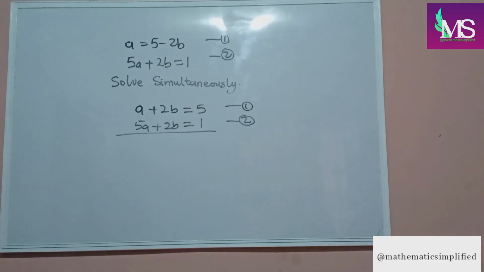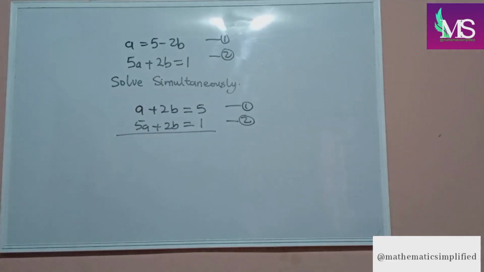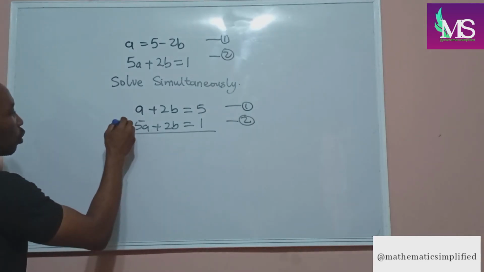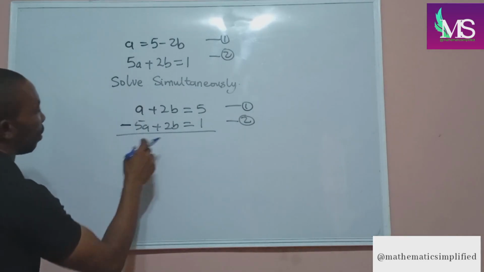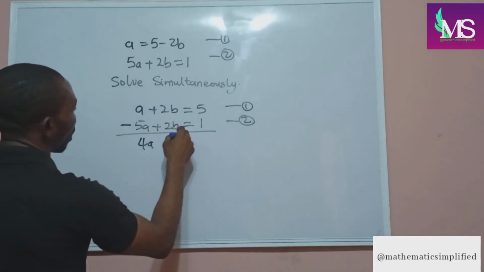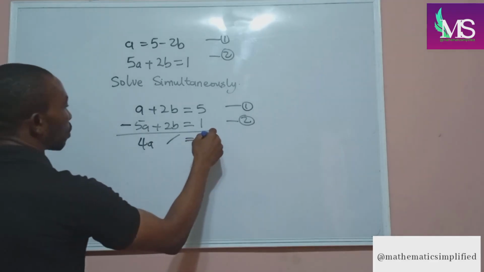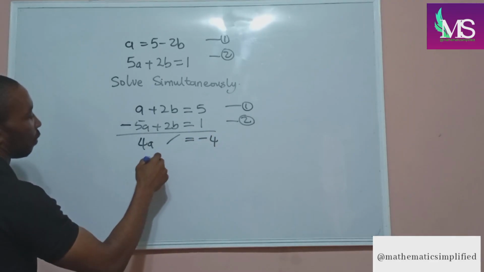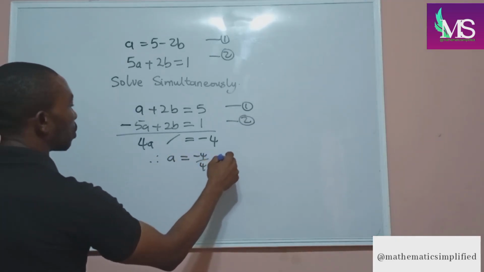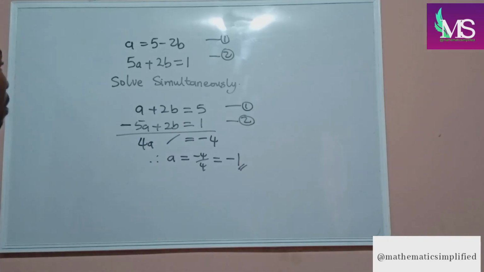Since we have a common term, 2b, we can easily cancel it out by subtracting equation 1 from equation 2. So 5a minus a gives us 4a. 2b minus 2b cancels out, leaving us with 1 minus 5, which gives us minus 4. Therefore, a equals minus 4 over 4, which gives us minus 1. Now the value of our a is minus 1.